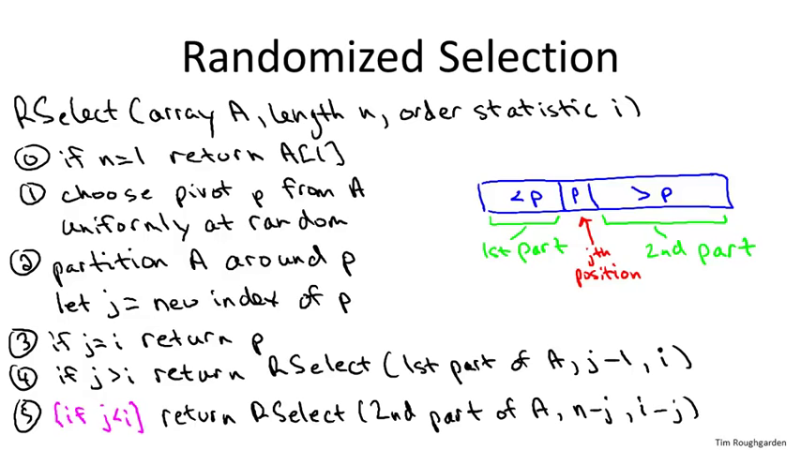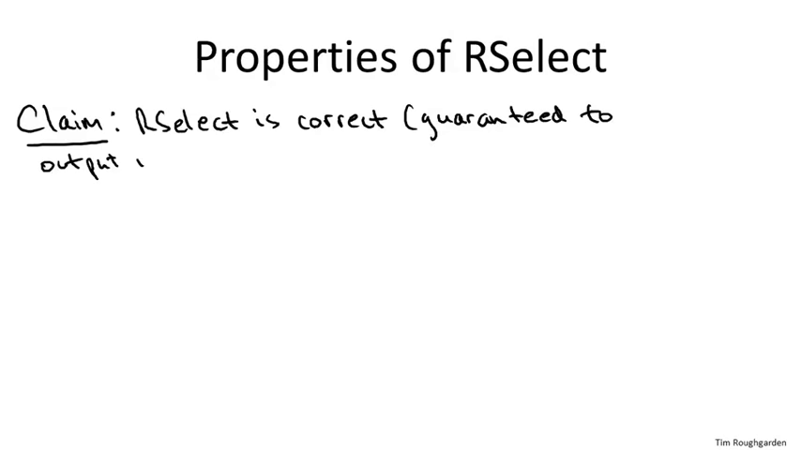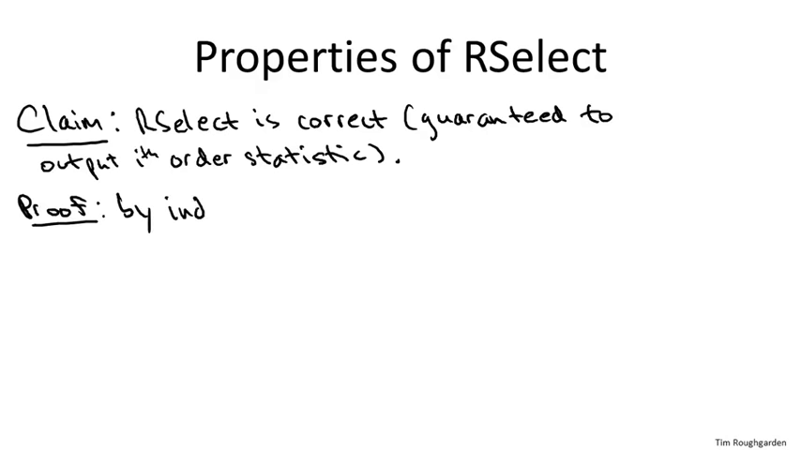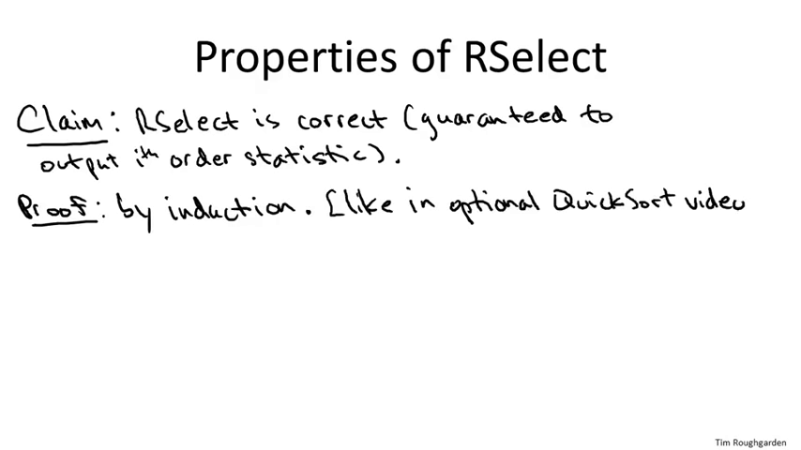Let's start studying its properties and understand how well it works. So let's begin with correctness. The claim is that no matter how the algorithm's coin flips come up, no matter what random pivots we choose, the algorithm is correct in the sense that it's guaranteed to output the ith order statistic. The proof is by induction. It proceeds very similarly to quicksort, so I'm not going to give it here. If you're curious about how these proofs go, there's an optional video about the correctness of quicksort. If you watch that and understand it, it should be clear how to adapt that inductive argument to apply to this selection algorithm as well.